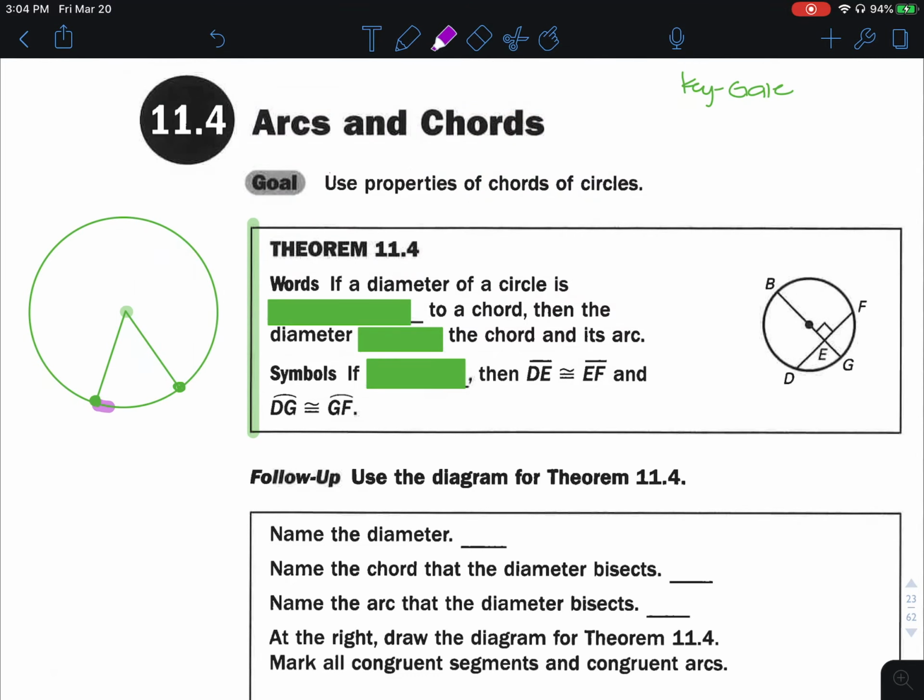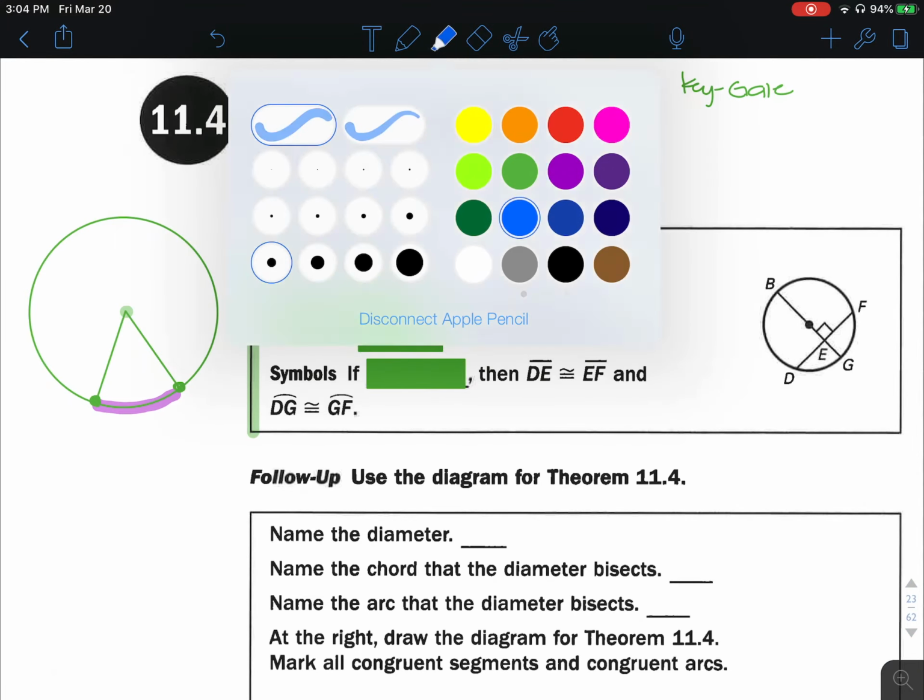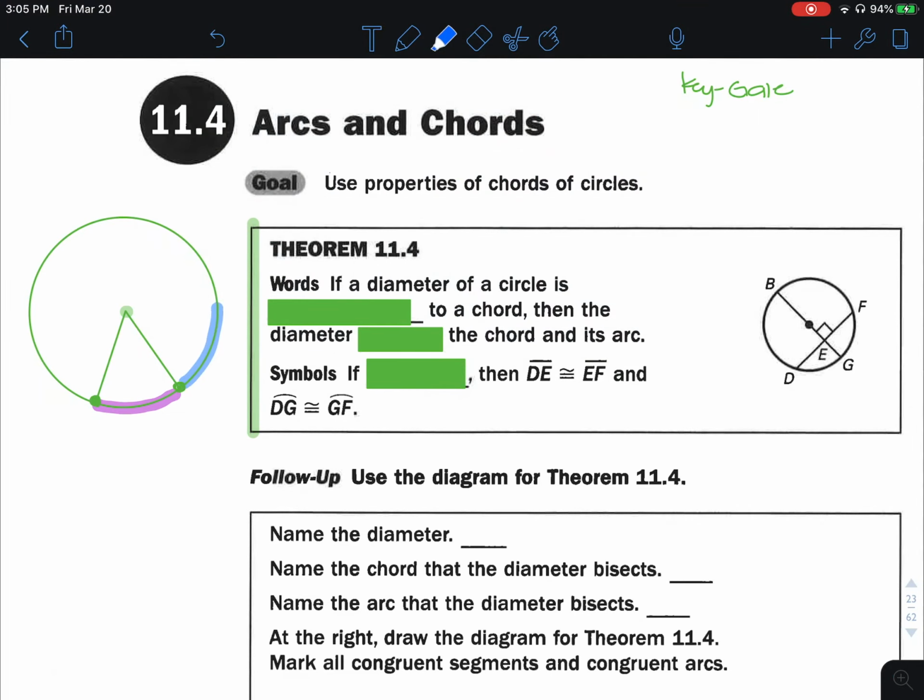My minor is that purple line. It's the smaller of the two arcs. And then my major is this blue one here. Just a review on some arcs. So again, this one is my minor. It's the smaller of the two, and this is my major arc. Okay, that's some recap before we start 11.4.